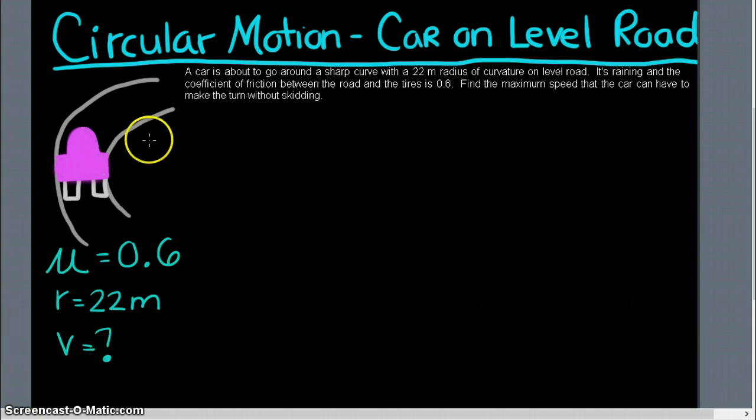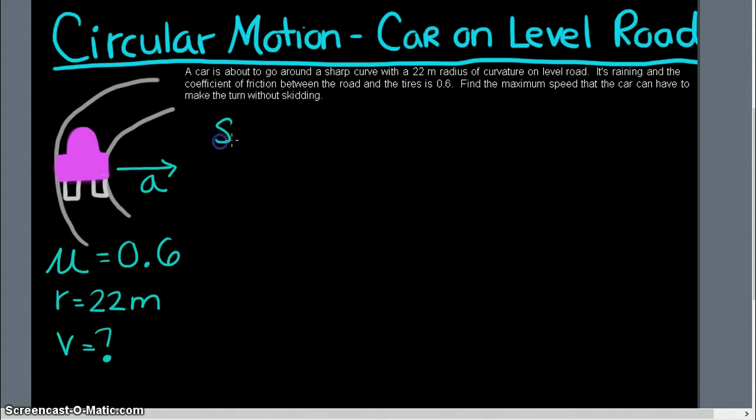Once I have my sketch and I have the knowns from the problem, I want to think about if there's any other physical quantities that I know. Because this object is going around this sharp curve here, the acceleration at this point is towards the center of the circle. I may not know quantitatively what acceleration is, but I know that the vector points this way.